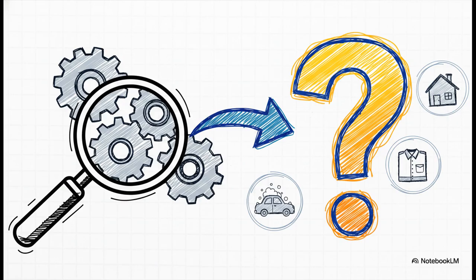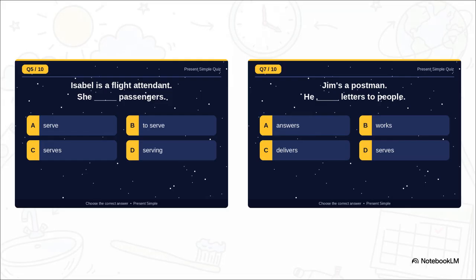Okay, so we have officially cracked the code on how to construct and spell these verbs. You've mastered the mechanics. But a true linguistic detective doesn't just ask how, they ask why. Like, what actually connects a girl wearing a uniform to a guy washing his car? Let's shift gears for a second from spelling to context. Consider Isabel the flight attendant and Jim the postman. Isabel serves passengers and Jim delivers letters. The common theme here? We are talking about their occupations.